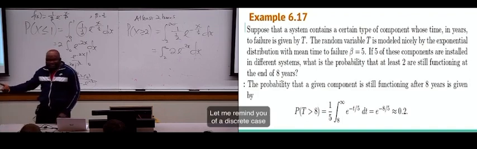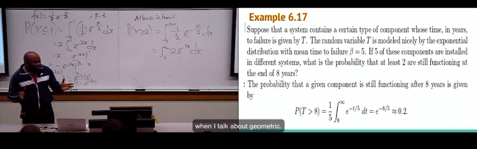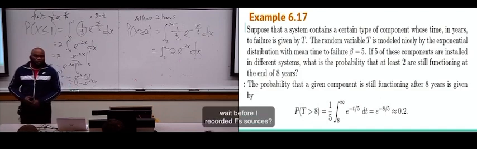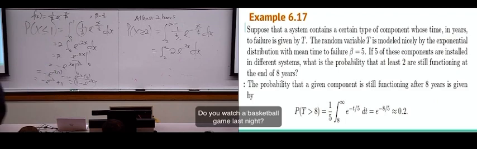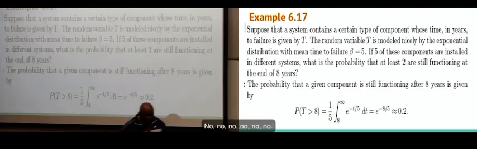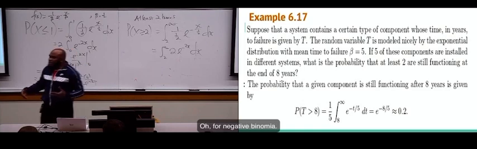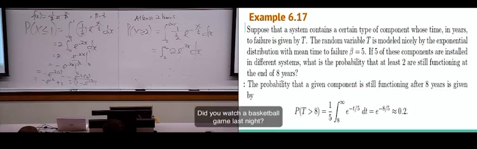Let me remind you of a discrete case. When I talk about geometric, how long am I going to wait before I record the first success? You remember the geometric example I used? Did you watch a basketball game last night? No. And I say first, yes. That's a geometric, right? For negative binomial, did you watch a basketball game last night? Yes.